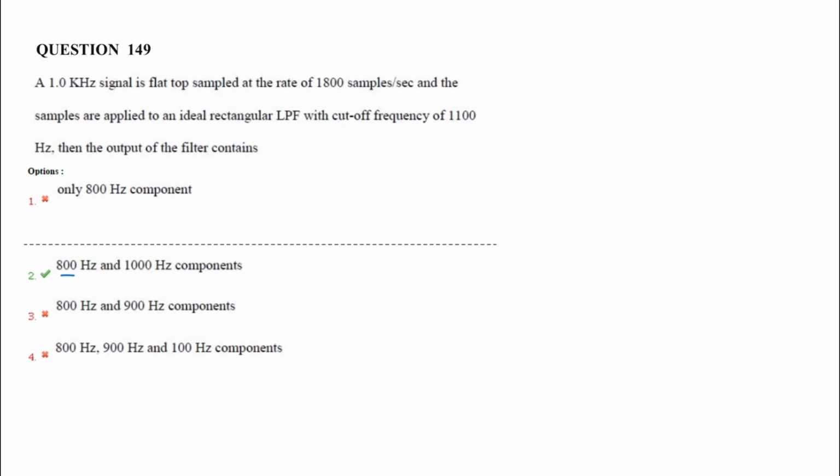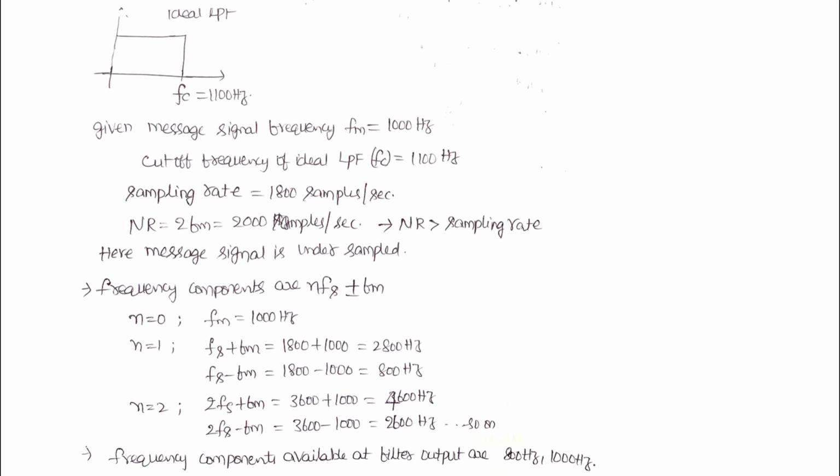Question number 149. A 1 kHz signal is flat top sampled at the rate of 1800 samples per second, and the samples are applied to an ideal low pass filter with cutoff frequency 1100 Hz. The message signal frequency is 1 kHz. Now, the output of the filter contains which frequency components? We know that the frequency components present at the output are nFs plus or minus Fm. For n equal to 0, it is the message signal component Fm, 1000 Hz.